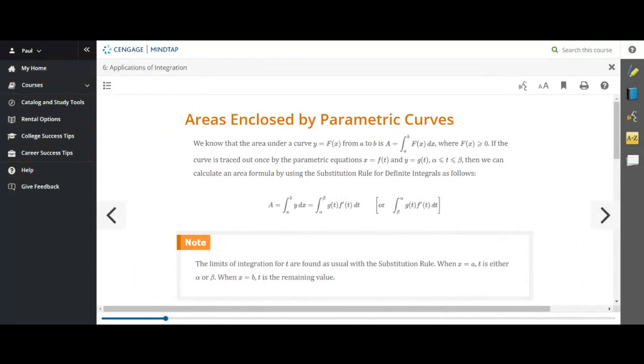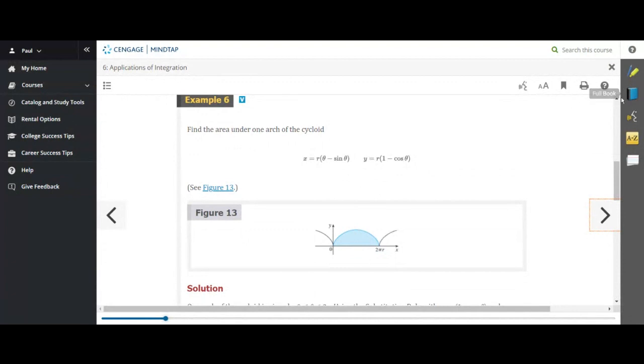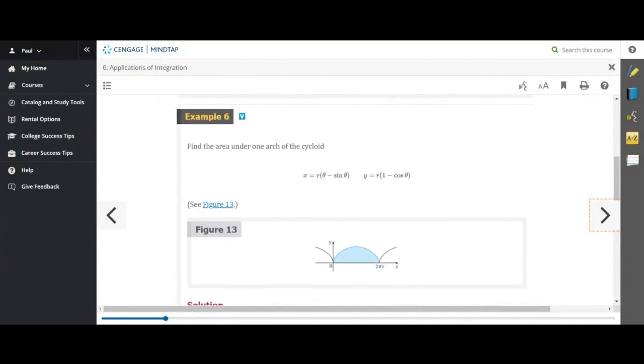Okay, so they give an example here. I'm going to go right to the example. I don't want to get too technical here, because the example is pretty straightforward. They want you to find, in this example, the area.